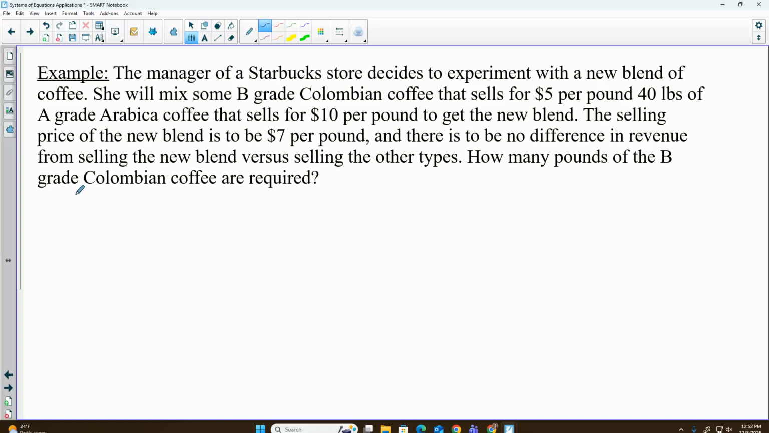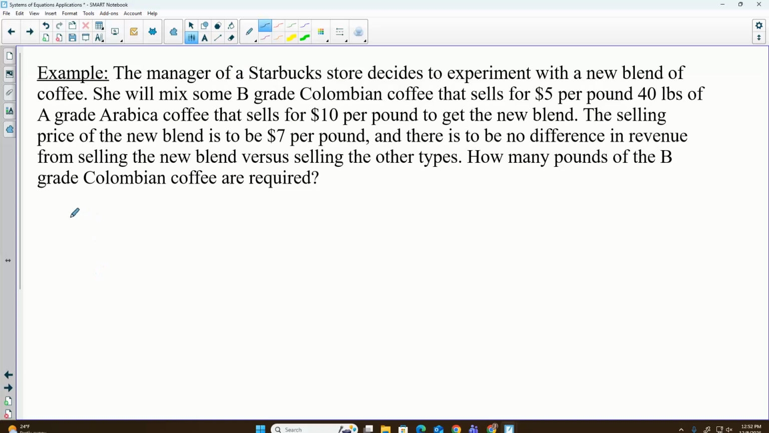So it tells us the manager of a Starbucks store decides to experiment with a new blend of coffee. We're going to be mixing some B-grade coffee that sells for $5 per pound, with 40 pounds of A-grade coffee that sells for $10 per pound to get a new blend. The selling price of the new blend is to be $7 per pound, and there's to be no difference in revenue from selling the new blend versus the other types. That means she's not trying to charge more for it, same price as if she sold them individually. How many pounds of the B grade coffee are required?